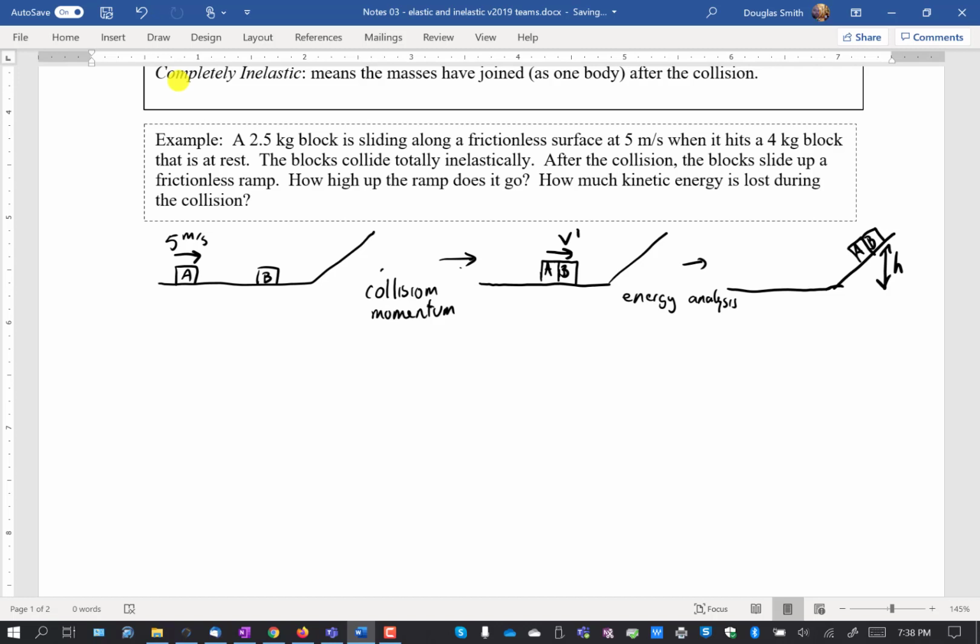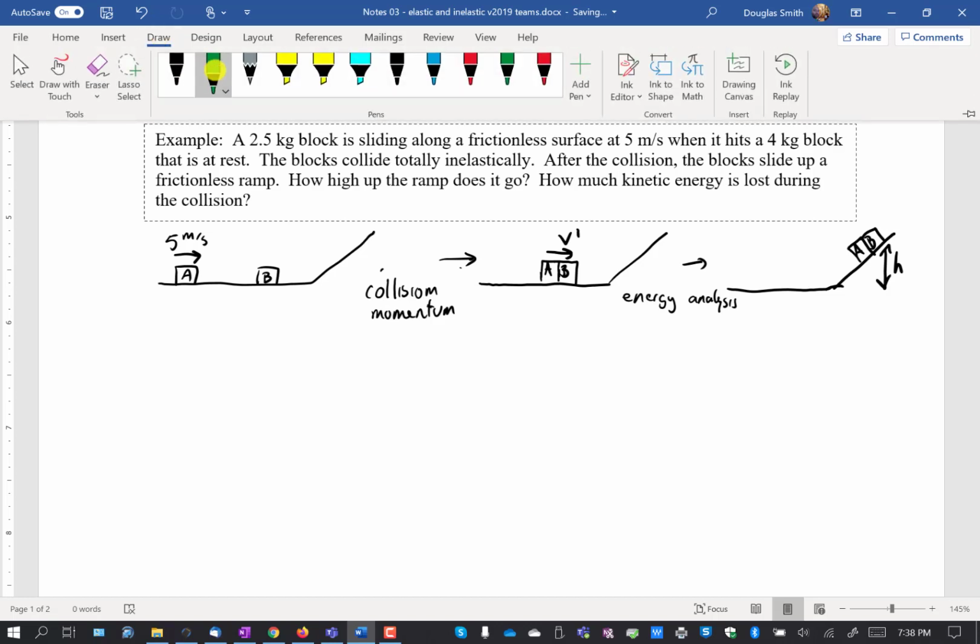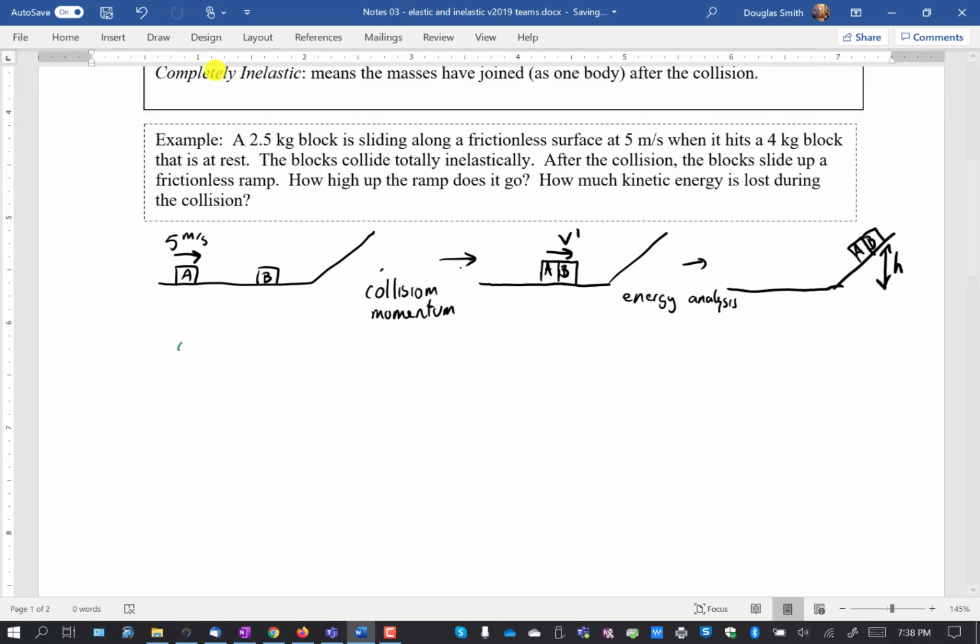So I can go through this. First thing we'll do is look at the collision first. So let's do a different color because I can. Collision. And we'll do conservation of momentum. So momentum before is equal to momentum after. And so this is MAVA because this thing's not moving. So before the momentum is MAVA, and then afterwards it's them moving together. So it's MA plus MB times some V prime.